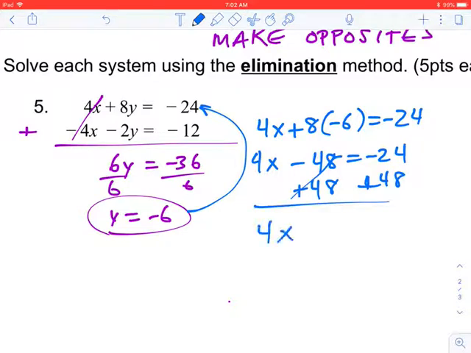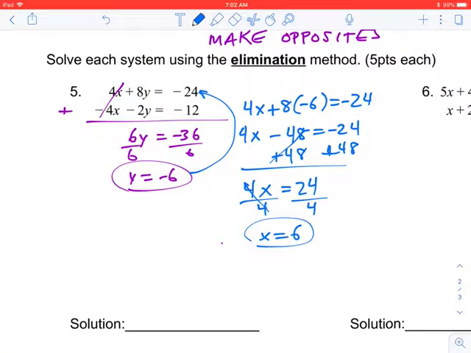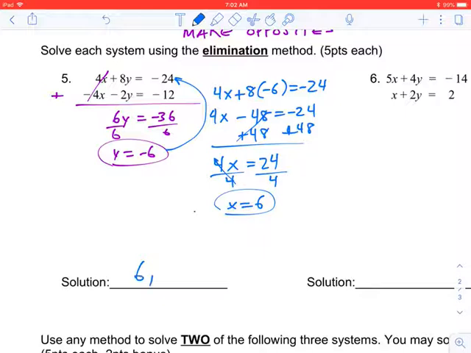And so what I get is 4x equals 24. Divide by 4, I end up with x equals 6. So there's x, y: 6, negative 6. And I'm done.